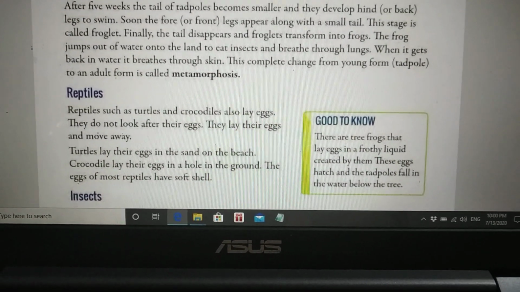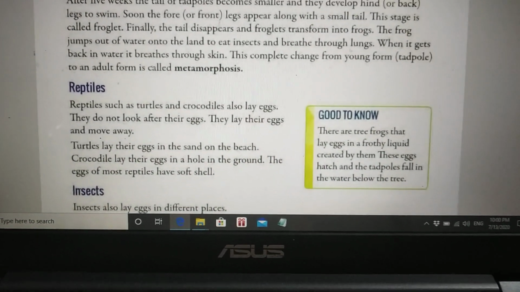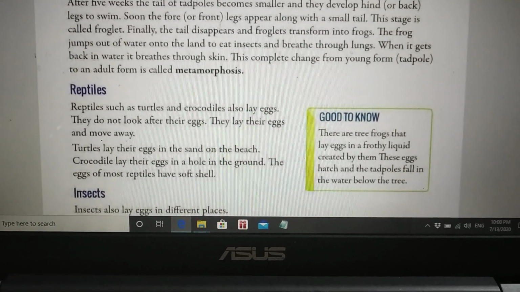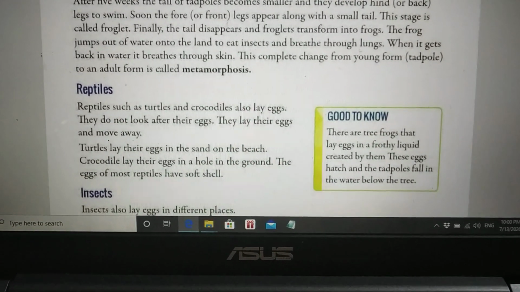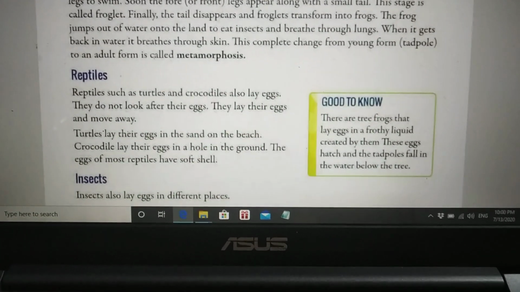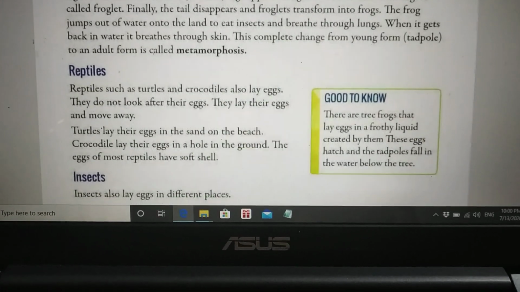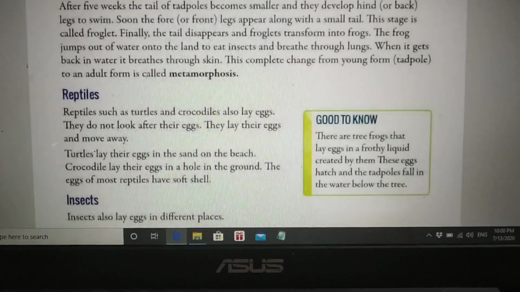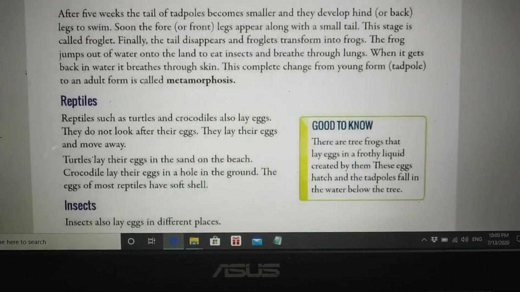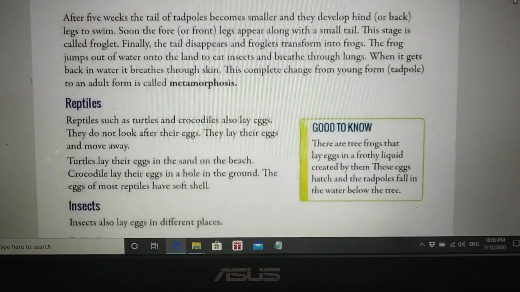Turtles lay their eggs in the sand on the beaches, and crocodiles lay their eggs in holes in the ground. The eggs of most reptiles have soft shells, and they are covered by sand, or in the ground, in the holes, the mud or the soil covers the eggs. In this way, the reptiles' eggs are protected.